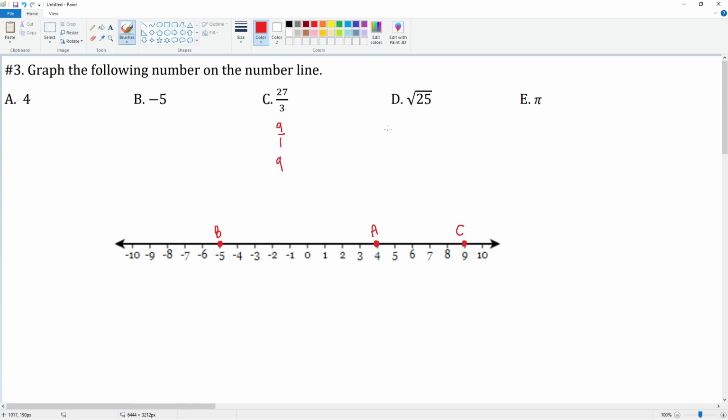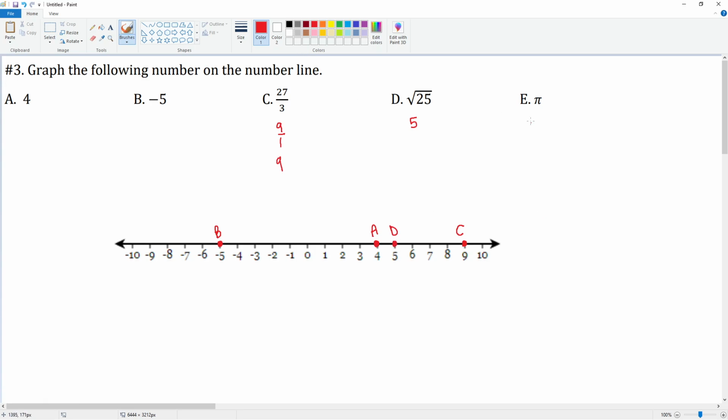Letter D looks like it is a square root of 25. The square root of 25 is 5. There we go to that number, which is 5. We put the dot there. Then we put the letter D there. That is where the square root of 25 belongs.